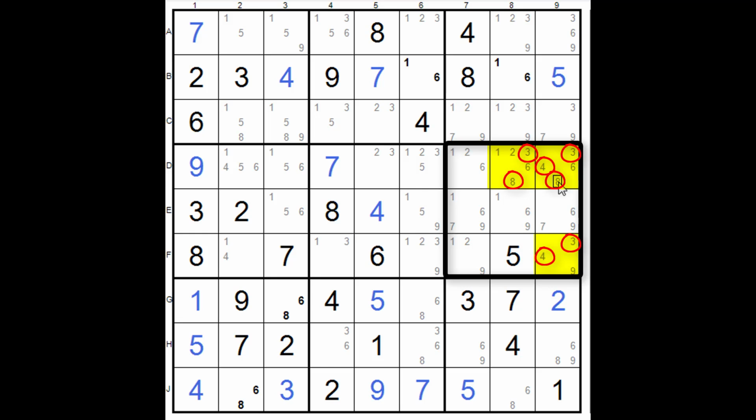And that means 3, 4 and 8 can only occur in these three cells, D8, D9 and F9, and anything else that is in those cells we can get rid of. So D8 we can get rid of the 1, the 2 and the 6. We can get rid of the 6 here, and D9 we can get rid of the 9. Now that's it. Very, very simple.